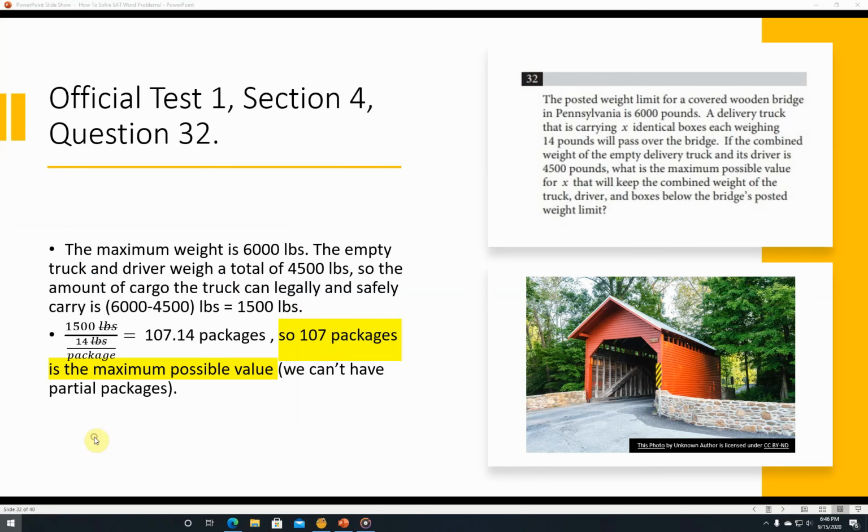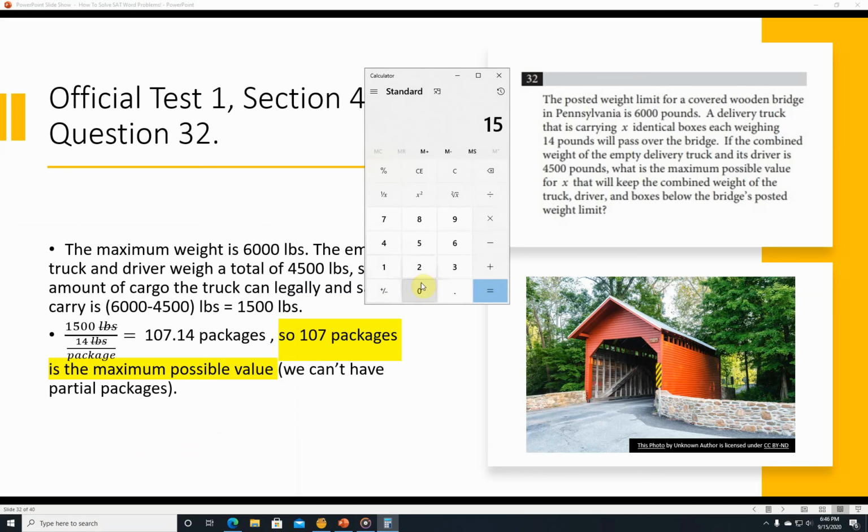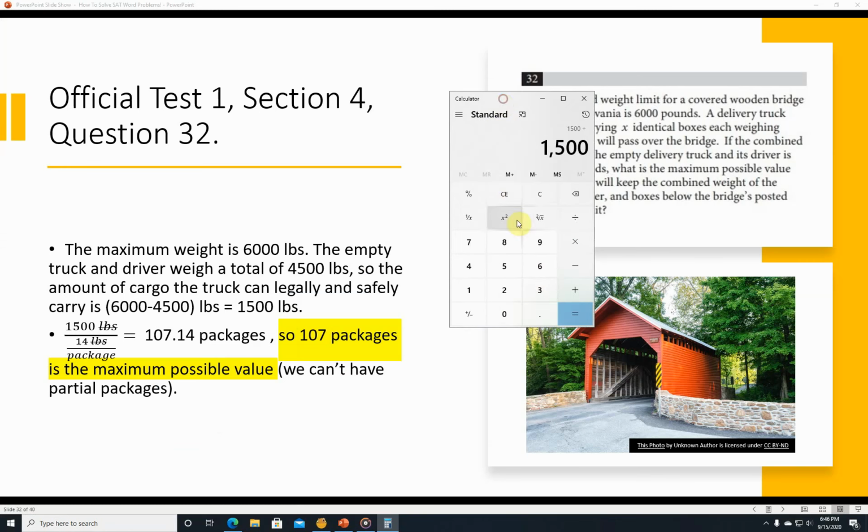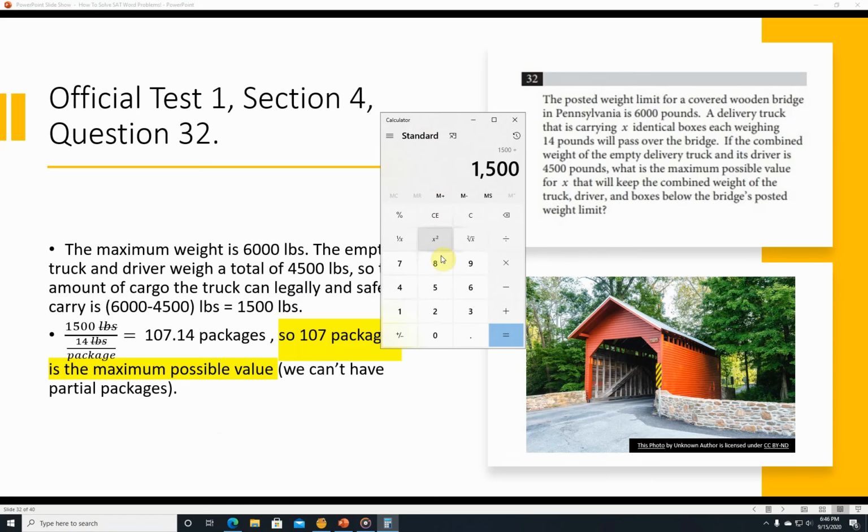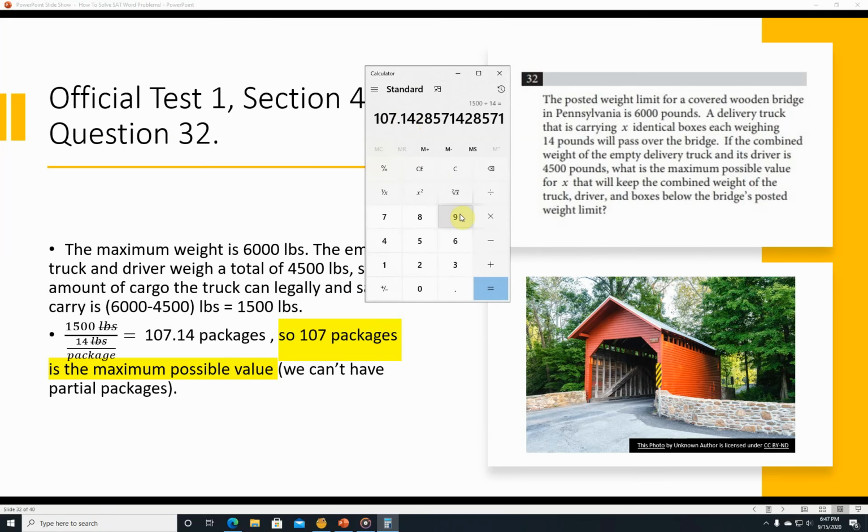If you don't believe me at this point, we can just go 1,500 over 14. Yep. So that's 107.14. Obviously, we're not going to have any partial packages, so you just truncate it to 107. So 107 packages is the maximum possible value.